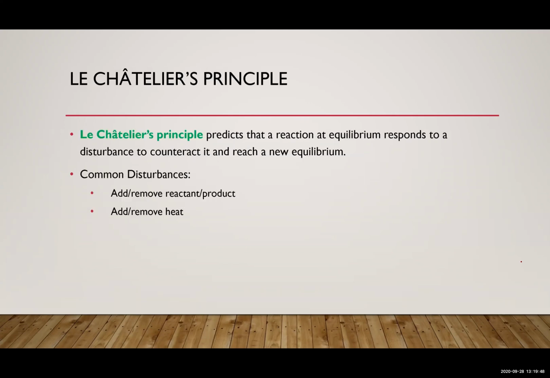So once a reaction is in equilibrium, we can do something, we can alter the equilibrium. And that is explained by a French scientist, Le Chatelier. I'll explain his principle with the help of an example. So he said that equilibrium can be altered by disturbing it.